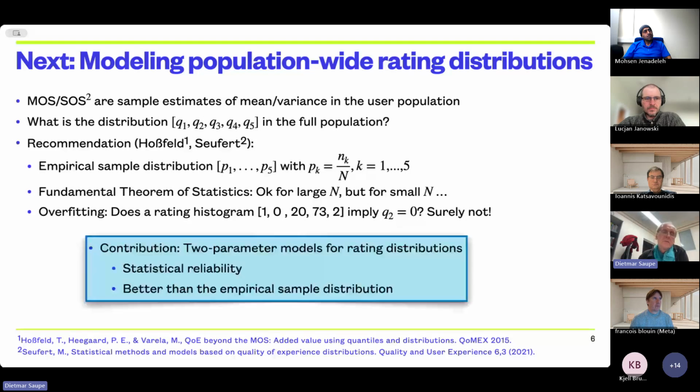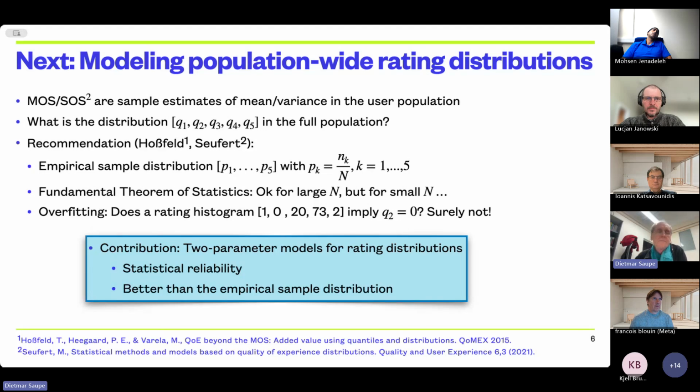And this is our contribution of this paper here. We wanted to put forward some 2-parameter models for these rating distributions that are statistically reliable and that are better than these empirical sample distributions. And so in the rest of the talk, I will explain what these models are, how we attested that they are statistically reliable, and how we found out that they are better than these empirical sample distributions.